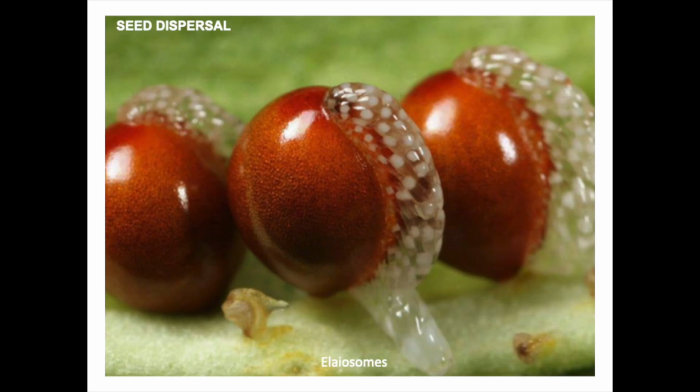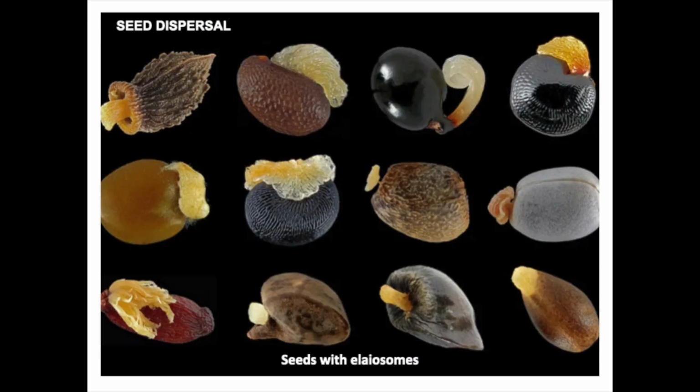And so that way the seed is, again, dispersed away from the parent plant, but it also ends up in a place that's nutrient rich because all of their other organic waste is ending up there. And in some cases it's underground, so they're also burying it. So these are just examples of different seeds with elaiosomes.